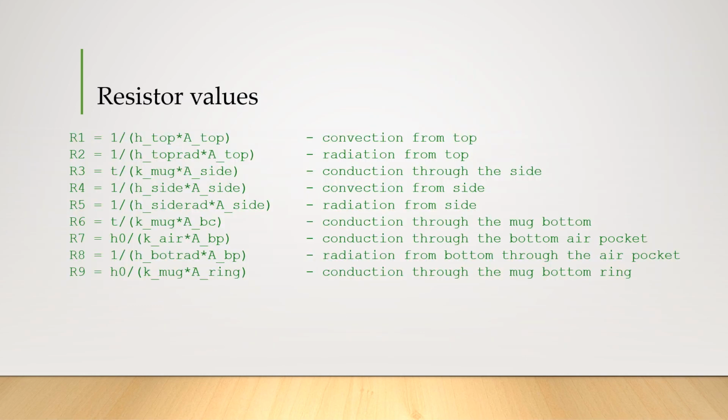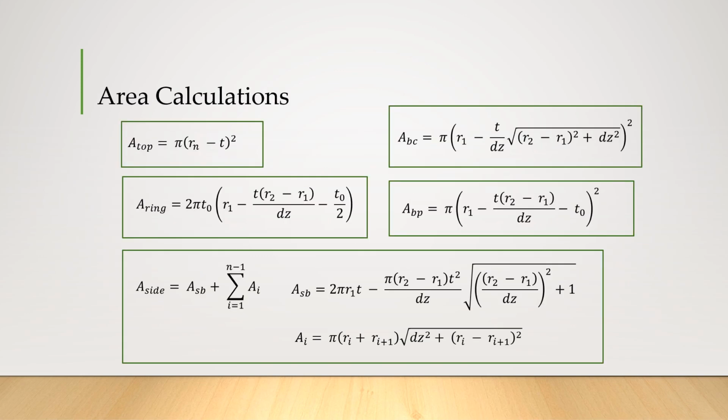Here are the formulas for the resistors, along with a description of each resistor. You can see that the resistance value is a function of the area through which heat is flowing, and also some thermal coefficients. These are the formulas for the area through which the heat transfer is taking place. They are functions of the design variables. These functions will be inserted into the resistance model.